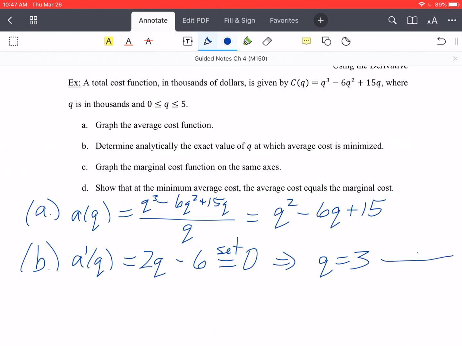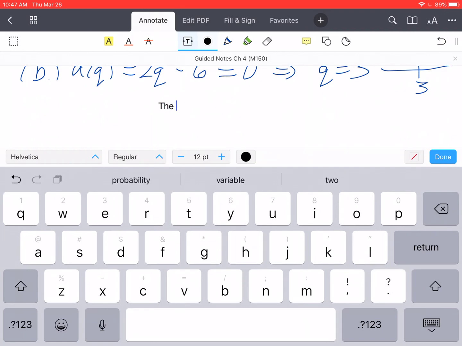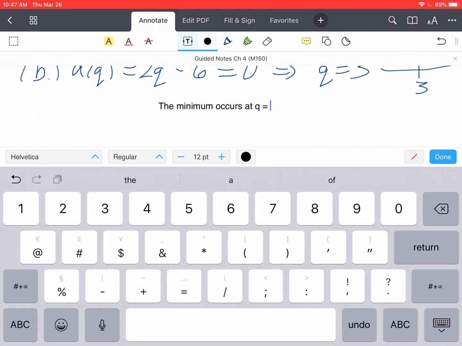Okay, and we can test to the left and to the right of 3. Just plug in something smaller than 3, you get a negative. Something bigger than 3, you get a positive. So this is in fact a minimum. So we can say the minimum occurs at q equals 3.